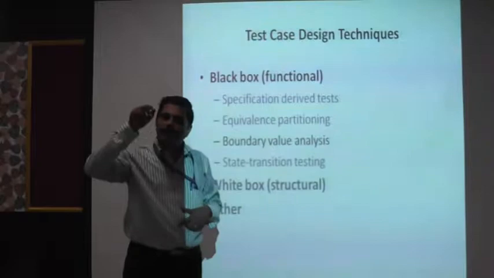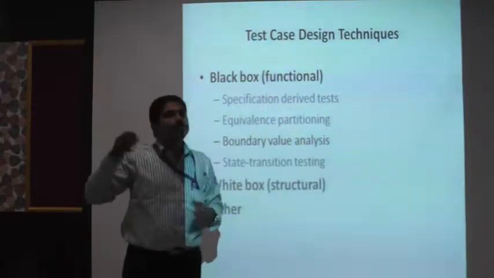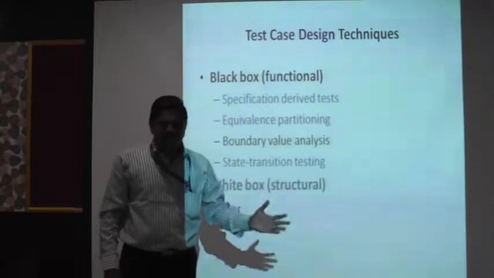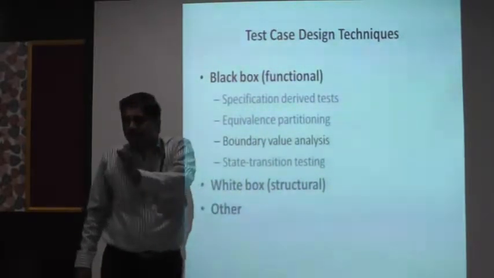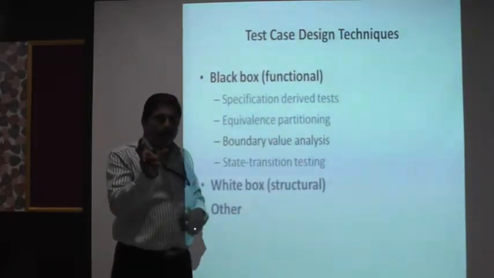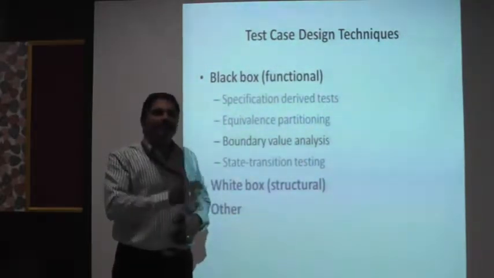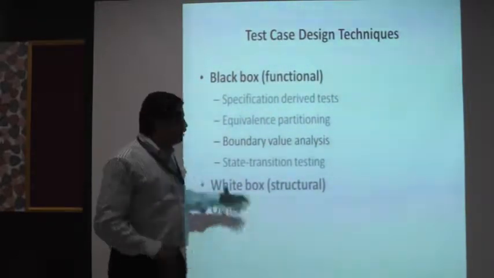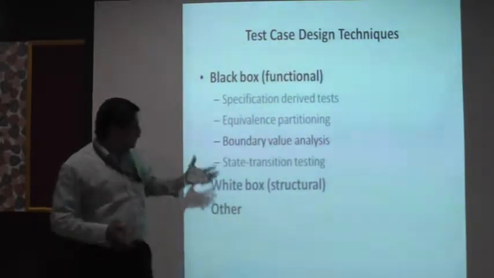If I give an input as 55 or 60, it should result in an error, because my lower range input is 10 and the upper range input is 50. So, whatever value I give, it should be in the range between 10 and 50. The lower range is 10, the upper range is 50. So, that is called boundary value analysis.